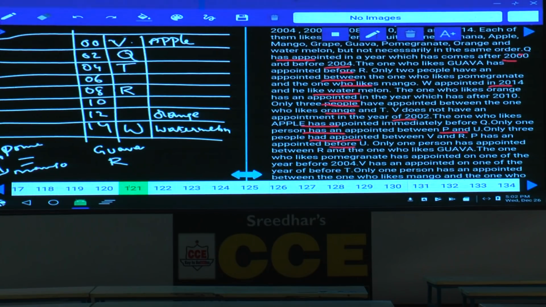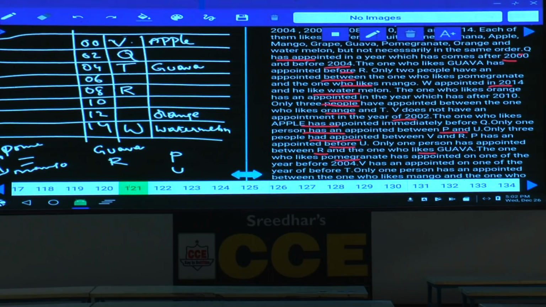P has an appointment before U. Only 1 person has an appointment between R and the one who likes guava. R and the one who likes guava, there must be exactly 1, hence this guava must be here, isn't it? Now this T likes guava, only 1 person between R and the one who likes guava.